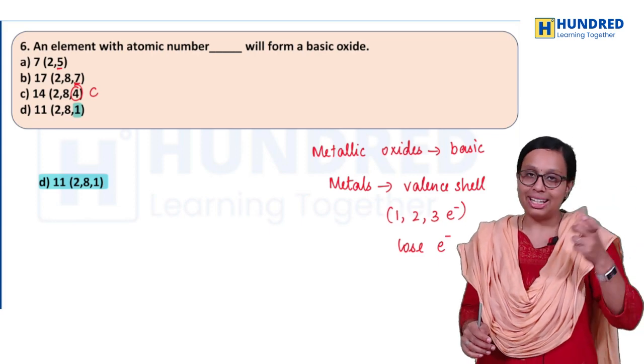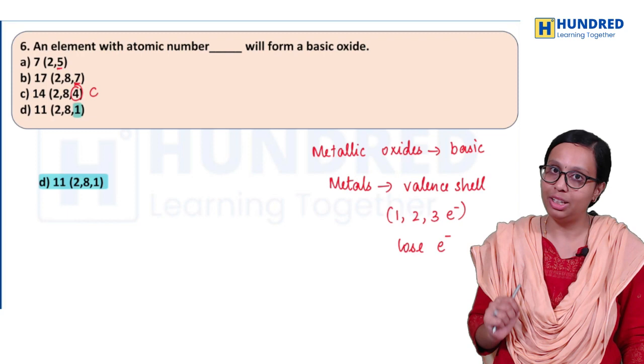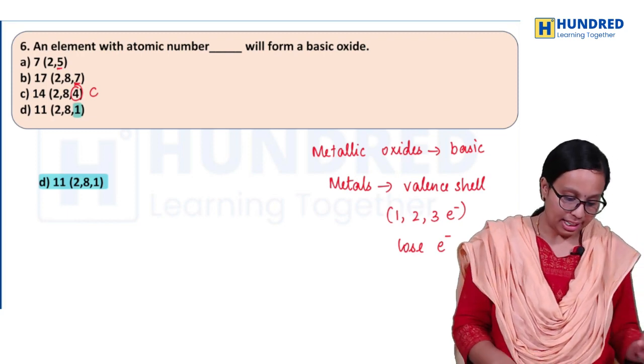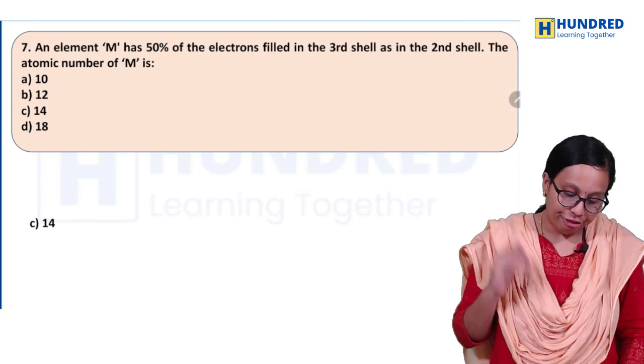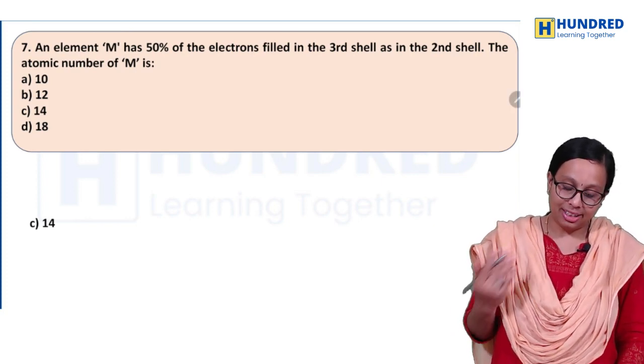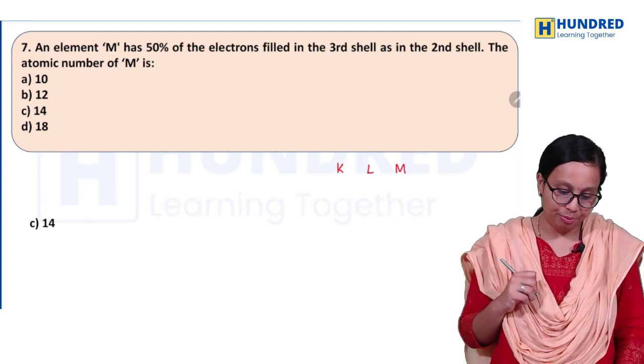Like that, you can easily find out whether it's gaining or losing electrons, and with the help of that, you can easily find the answer. The next question: an element M has 50% of electrons filled in the third shell. So now there is the K, L and M shell. You have 3 shells.